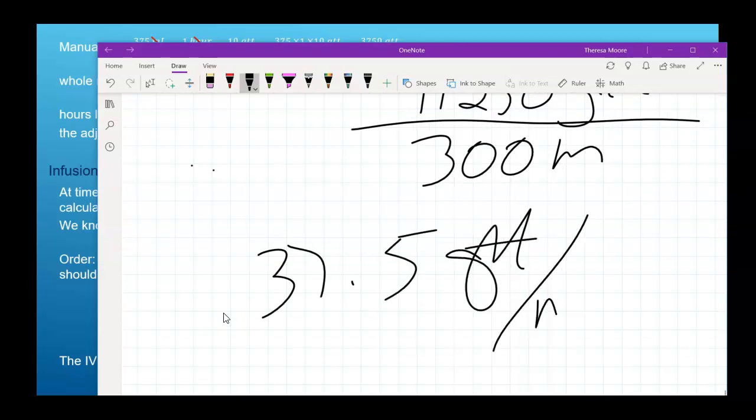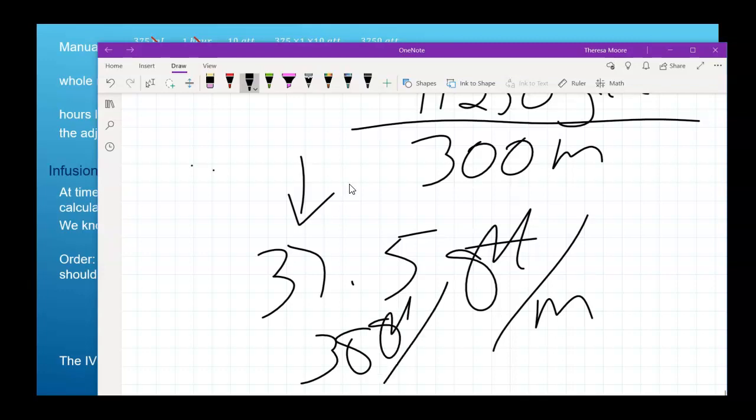Now, pumps you can program to the 10th place. But when you are regulating a physical drop of fluid, there's no way to split that fluid in half. So with drops, you have to round to the whole number. The whole number means the number before the decimal point, the ones place. So this 37.5 would be rounded up to 38 drops per minute.